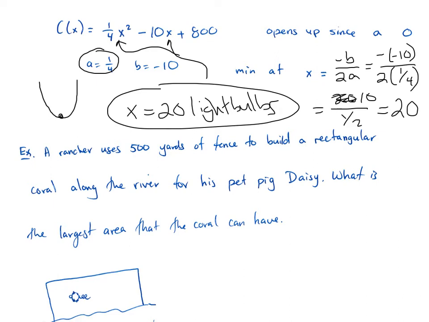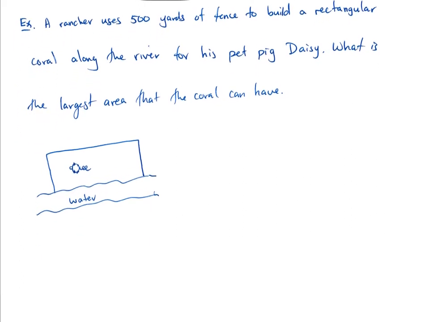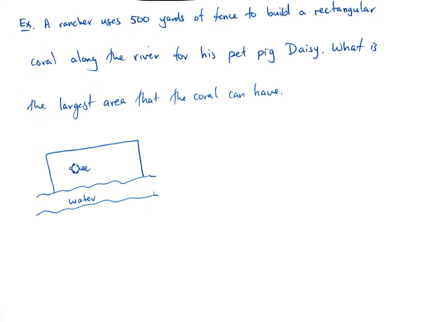Let's consider another problem. Here we're told that a rancher uses 500 yards of fence to build a rectangular corral along the river for his pet. What's the largest area that the corral can have? So here's a picture. We have the river running by, we have our pig in the middle, and we're trying to build a fence around it. And so we want to know how large a fence area we can build.